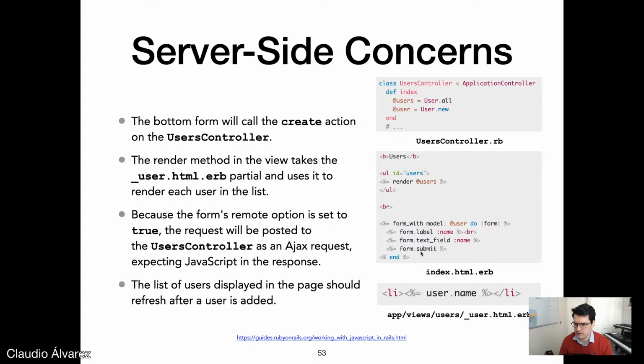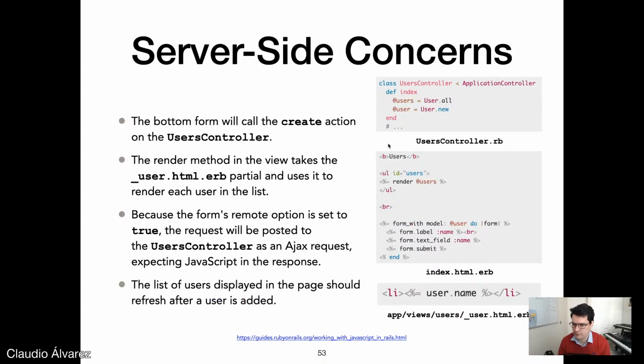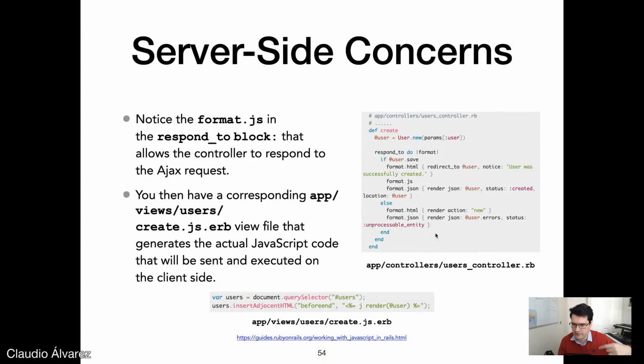Básicamente lo que está pasando es que este formulario tú lo quieres asíncrono. Tú quieres que se mande y aparezcan los usuarios actualizados arriba. Entonces, para que eso pueda ocurrir, este formulario va a llamar al create en forma asíncrona, y el create va a responder con format.js. ¿Por qué va a responder así? Porque hay un template que se llama create.js.rb, que es el que ustedes ven abajo.